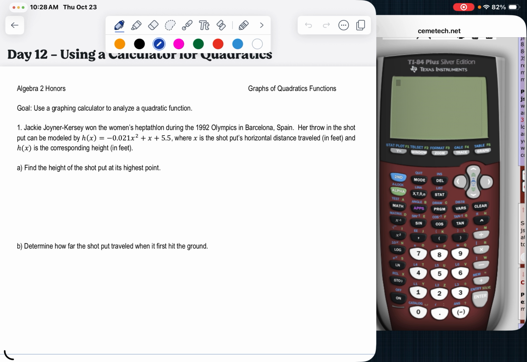Okay, so our goal today is to use a graphing calculator to analyze a quadratic function. And we can do this with polynomials also, but we're gonna start with quadratics. So here's our first example.